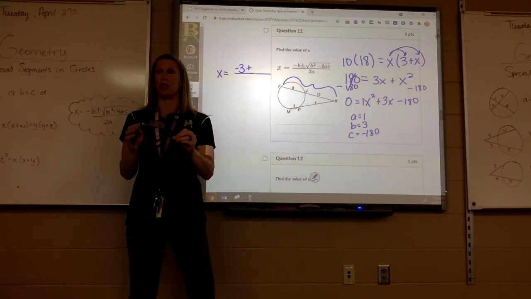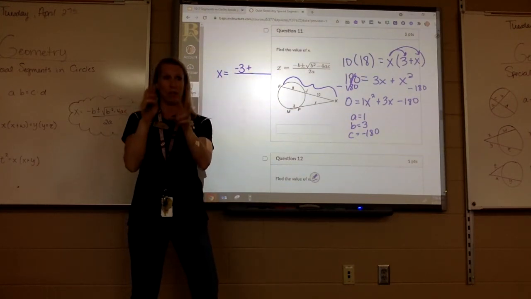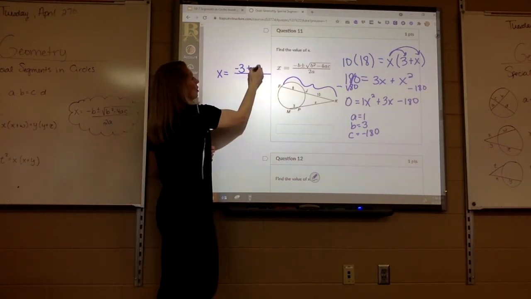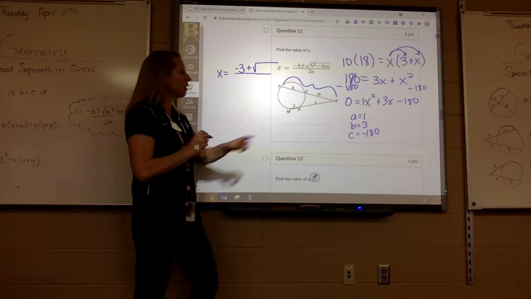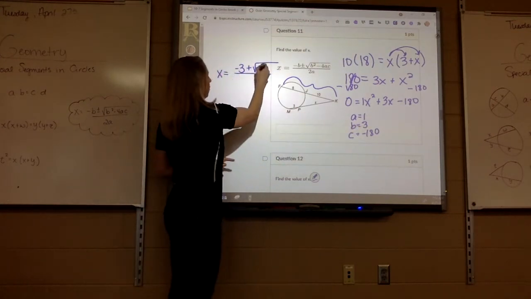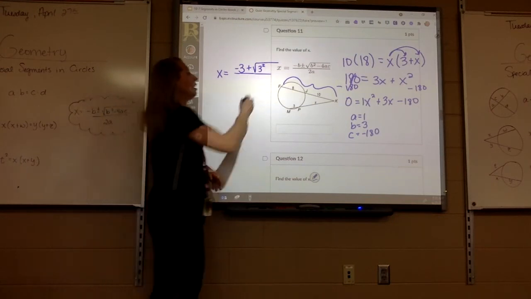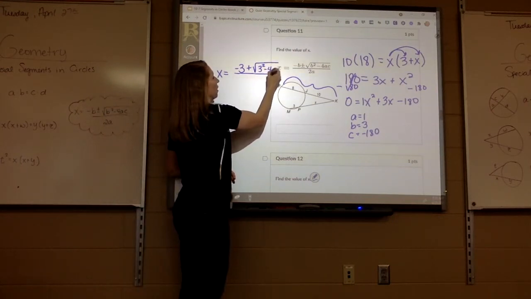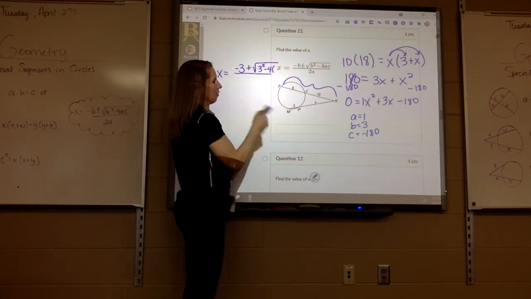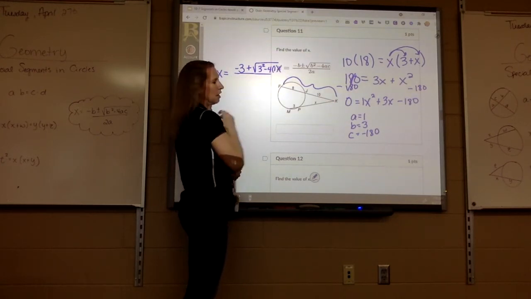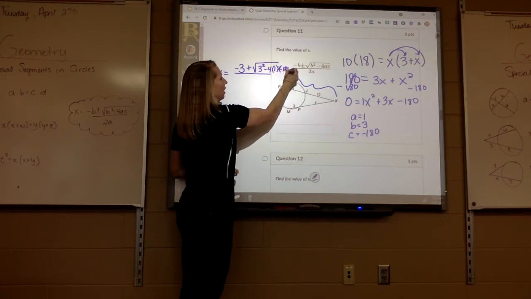When you're in Algebra 2, you're going to have to do the plus and the minus and get 2 answers. So we're just going to do plus. The square root of b squared, so 3 squared, I'm just plugging in all the letters, minus 4 times a, what was a? 1, times c, negative 180.